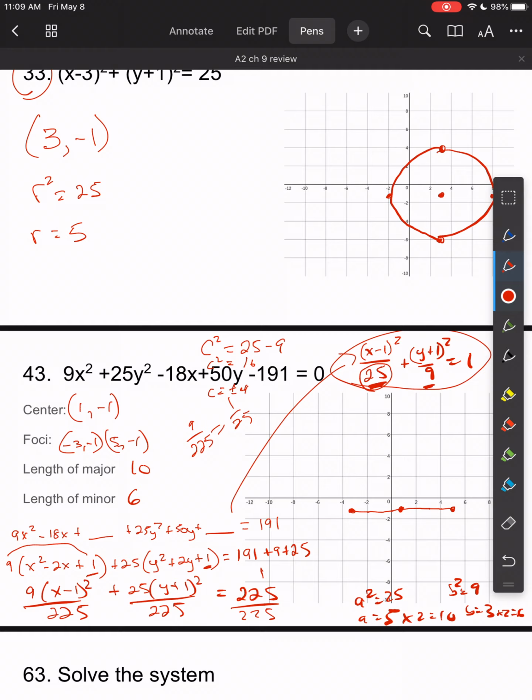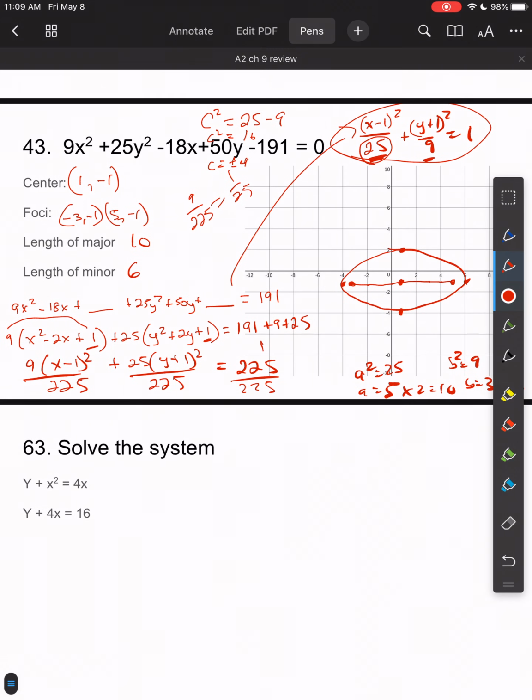So that means I could draw a picture of this. I can go 3 in this direction, 3 in this direction to get my minor. So that's a total of 6 spaces. Then I can go 5 in this direction, 5 in this direction to get my major. And then there is my ellipse looking something like that. So that's number 43.